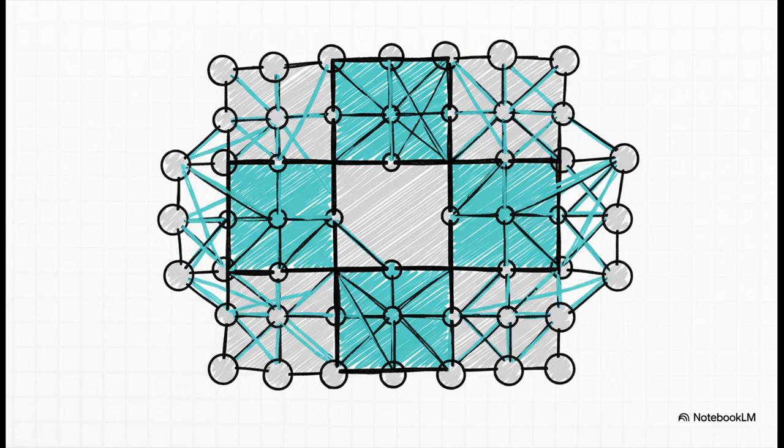The second strategy is called 2D, or checkerboard partitioning. Now, this one's a bit more complex. Instead of dividing up the locations, you divide up the connections between them, the edges. Imagine laying a giant grid over your map. Each processor is now responsible for all the connections that fall inside its little square of the grid.